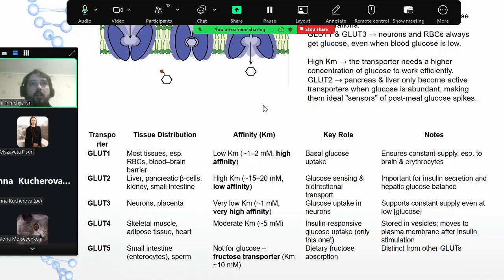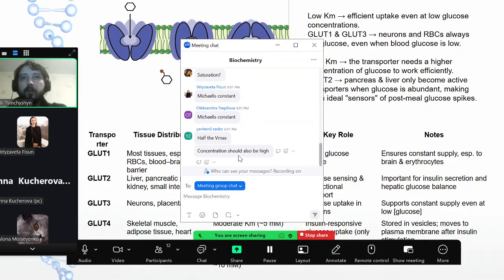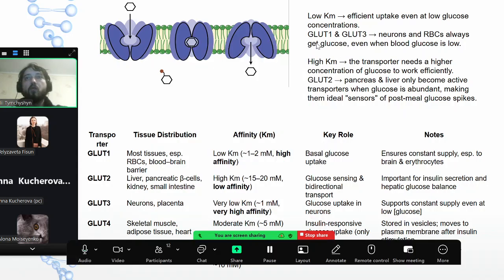So if I have a high Km, what does it mean? What should be the concentration of the substrate for the enzyme to work quickly? Yes, so the concentration should also be high. If you have a low Km, the enzyme starts working efficiently at low concentrations.